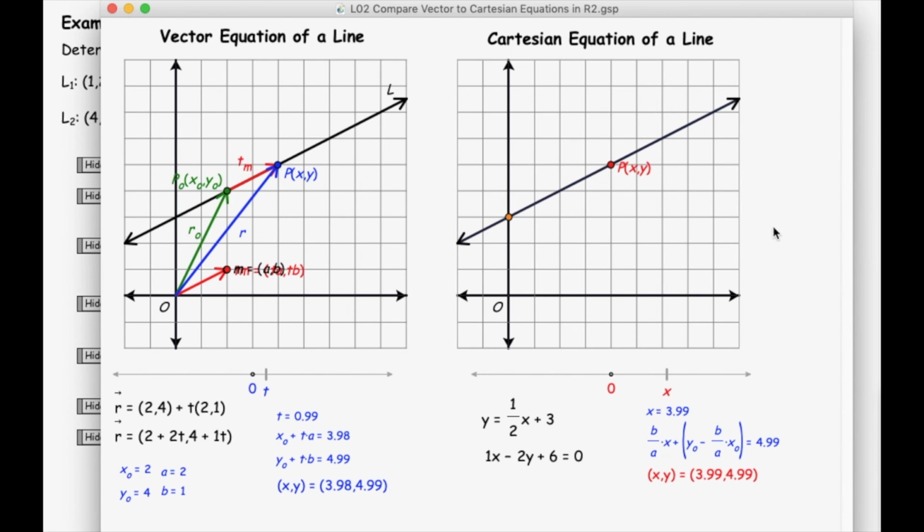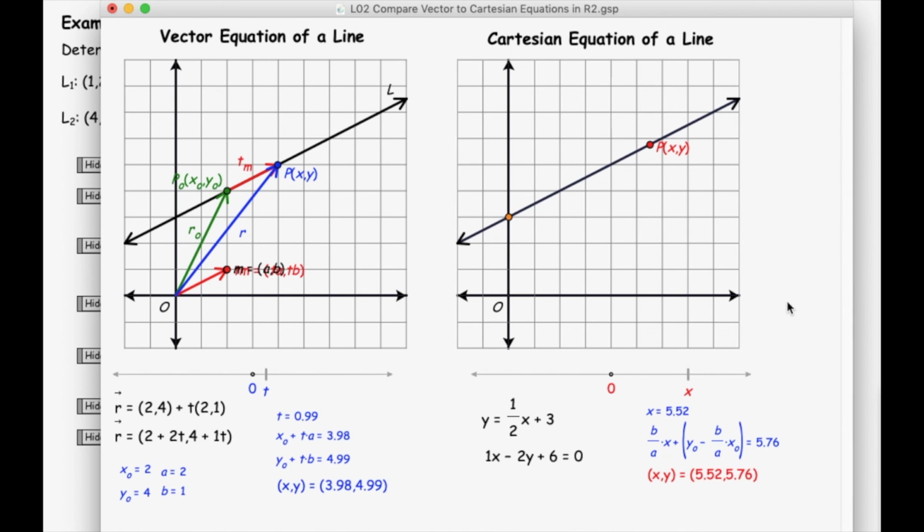Now, in the Cartesian equation, you're used to picking an x, plugging it into your slope y-intercept form, and using that to find y. So you're used to the x-coordinate driving the y-coordinate. See the calculation being made over here? This x-coordinate has driven the y-coordinate. The y-coordinate is the dependent variable, and it's dependent on the values that I choose for x. So again, x drives y. That's what you're used to seeing.